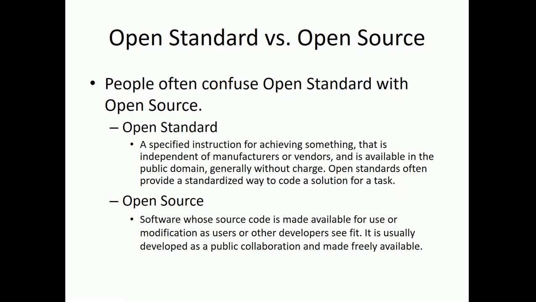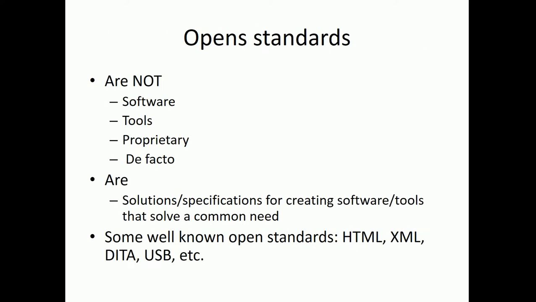So let's think about some examples. Open standards might be XML, HTML, DITA, USB, some of these other things, whereas open source might be software like Drupal that we're using in our class, or some other open source software. There's OpenOffice, for example, which is an alternative to Microsoft Office. It's open source. The DITA Open Toolkit is another one that comes to mind, is open source. And in fact, I have some open source software that I've written and made available to the public, which I may or may not mention through the course of this class. So open standards are not software, they're not tools, they're not proprietary, and they're not de facto. They are solution specifications for creating those software tools that solve a common need.